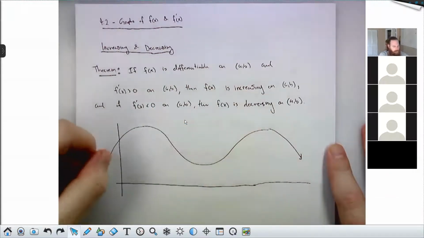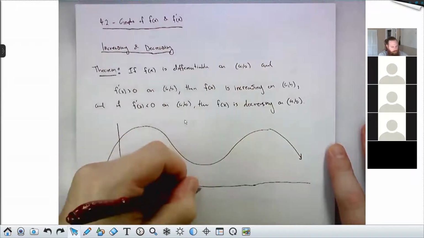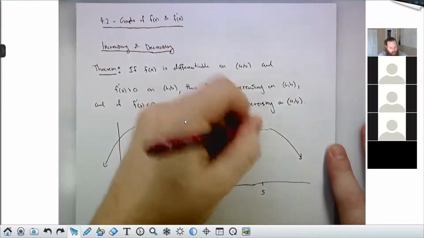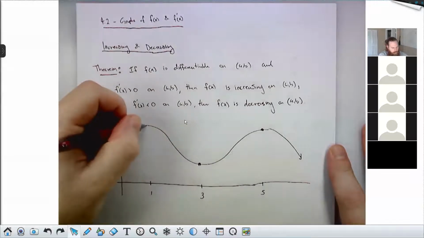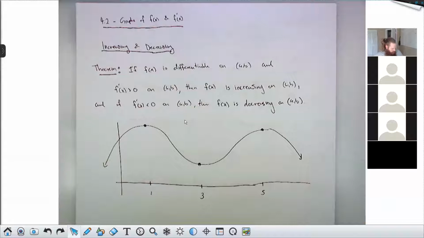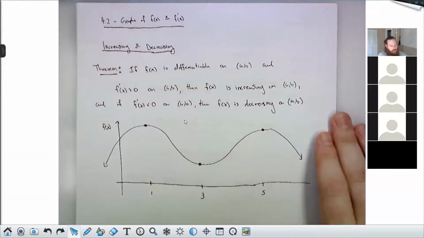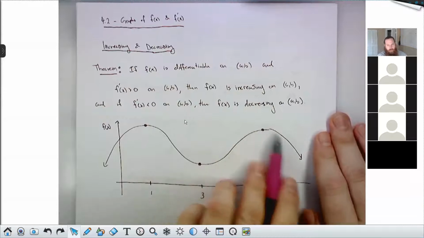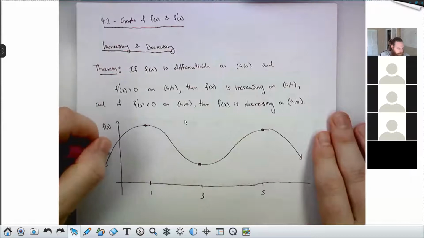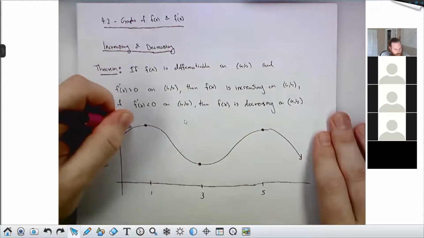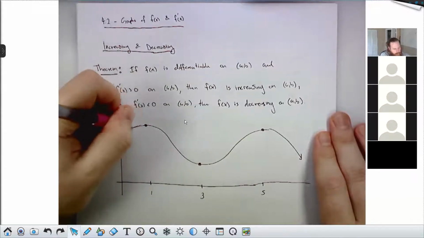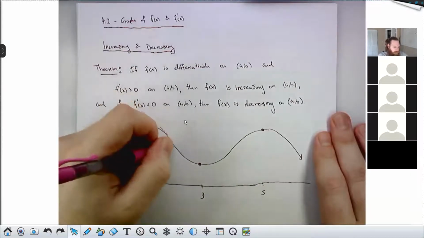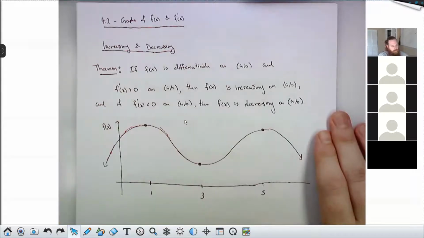So let's say we've got a function looking like this. I'll call this 1, 3, and 5. I always get calls at the most inopportune times. So this is the graph of f of x. I think we would all agree, based on our experience in pre-calc and elsewhere, that the function is increasing here, decreasing here, increasing here, and decreasing here. And if you look at tangent lines anywhere over here, they will all have positive slope. If you look at tangent lines over here, they all have negative slope.